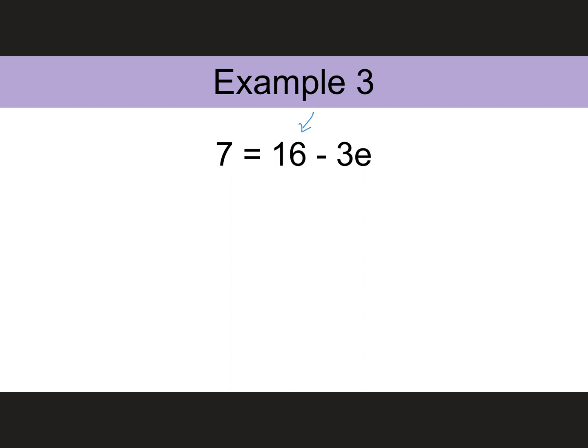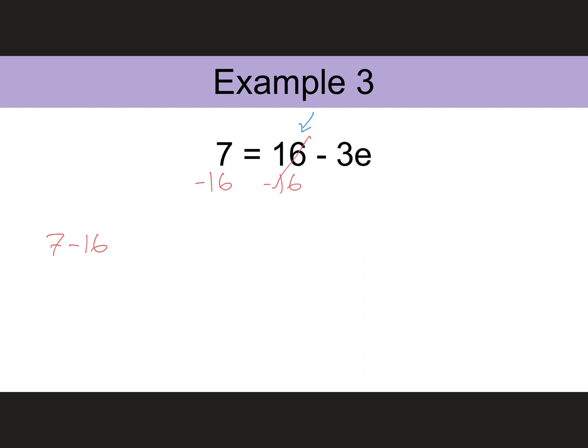The 16 is a positive 16. So how do I get rid of it? Well, I'm just going to subtract 16. 16 minus 16 is going to cancel out. And whatever I do to one side of the equation, I must also do to the other. So here I have 7 minus 16. I've got to think, is my answer going to be positive or negative?